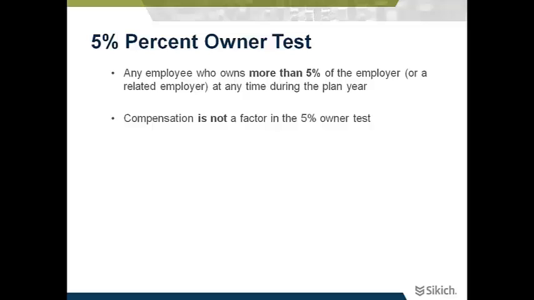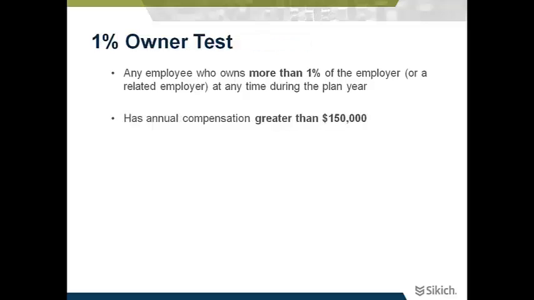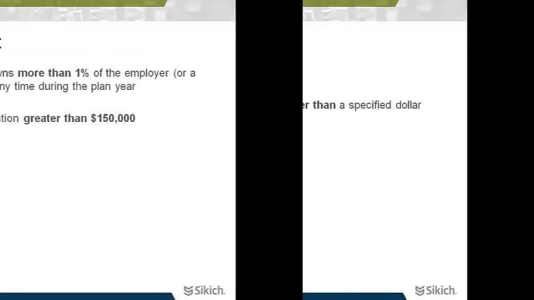So keep in mind that the 5% owner test requires a careful review of the ownership attribution rules for families that we talked about earlier. So that's the 5% owner test. Then we have the 1% owner test. An employee does satisfy the 1% owner test if the owner both owns more than 1% of the employer and has annual compensation in excess of $150,000.